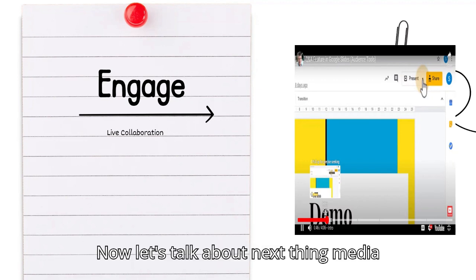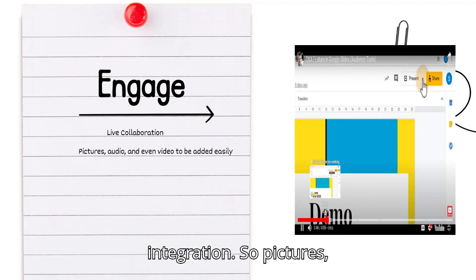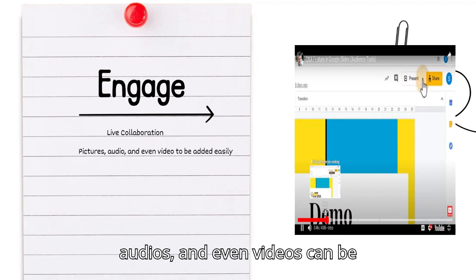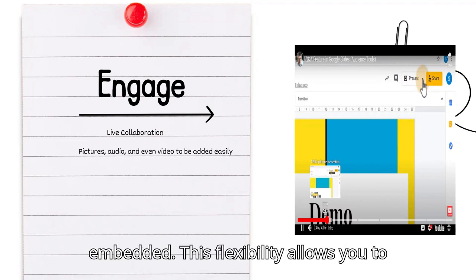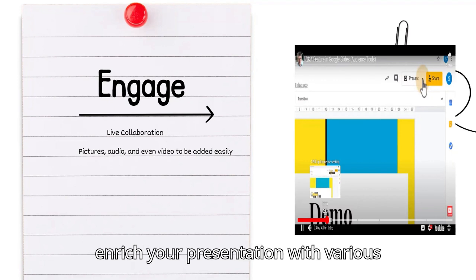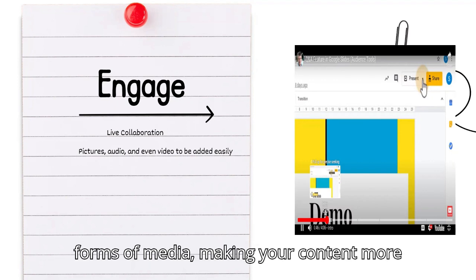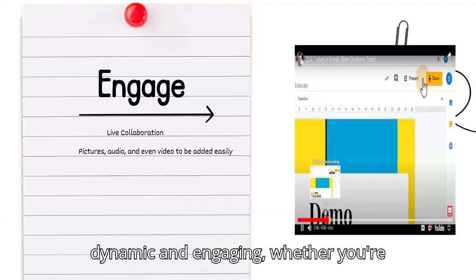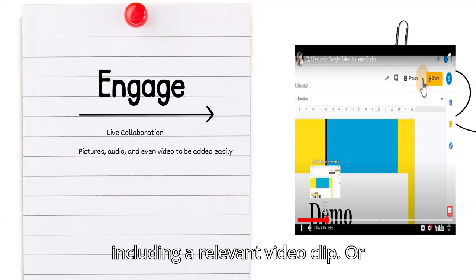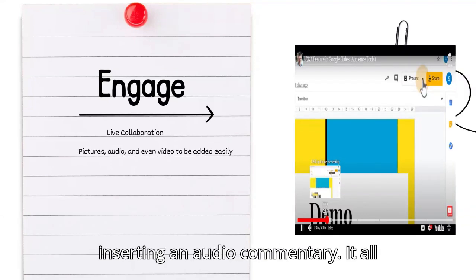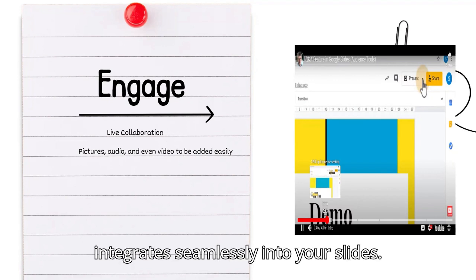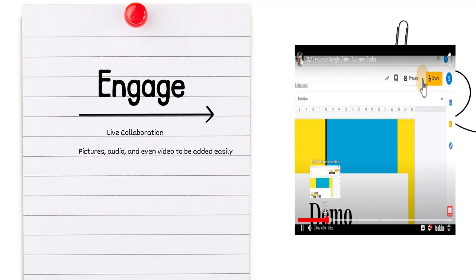Now let's talk about the next thing, media integration. Pictures, audios, and even videos can be embedded in it. This flexibility allows you to enrich your presentation with various forms of media, making your content more dynamic and engaging. Whether you're including a relevant video clip or inserting an audio commentary, it all integrates seamlessly into your slides.